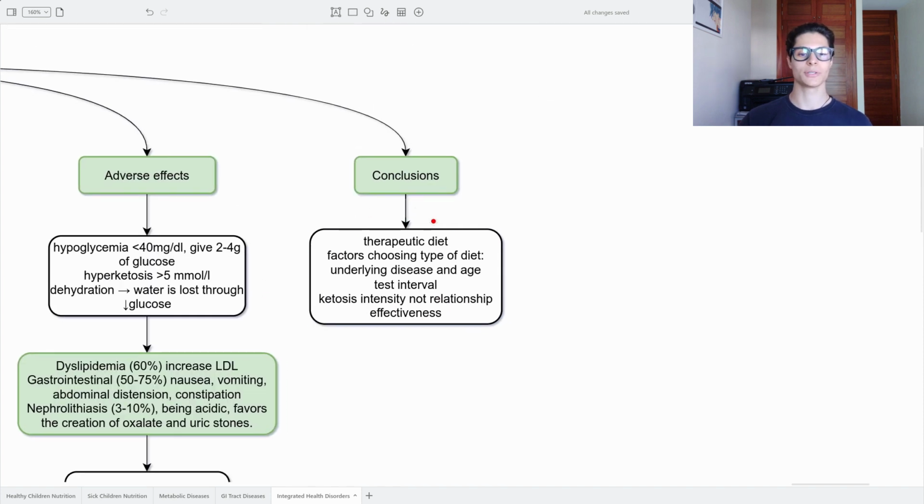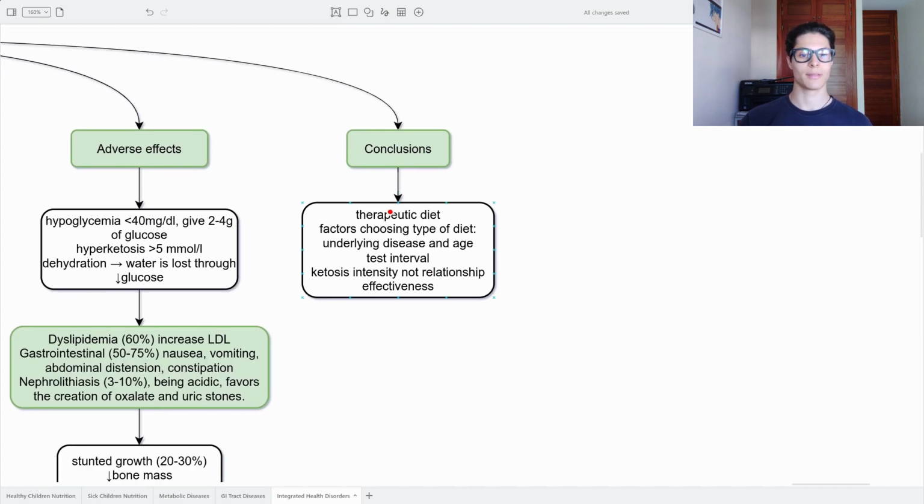So as a conclusion, the ketogenic diet is a therapeutic diet. The factors of choosing the type of the diet are the underlying disease and the age. And the ketosis intensity does not relate to the effectiveness.